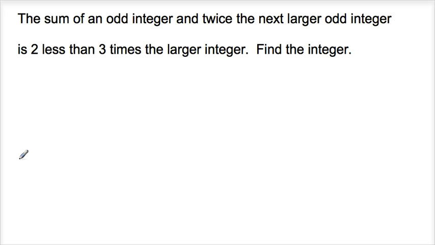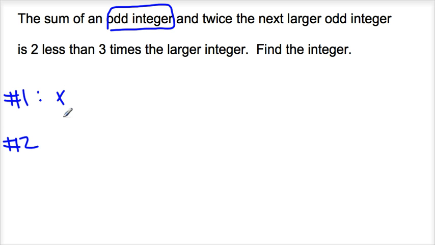The sum of an odd integer and twice the next larger odd integer is 2 less than 3 times the larger integer. Alright, so some of these problems sound like a mouthful, but again, first figure out how many numbers we are talking about. The sum of an odd integer and twice the next larger odd integer. So there's only 2 numbers here that I'm talking about. 1 and 2. So the sum of an odd integer. So we're talking about odd integers. So my first number is going to be x. The next one is going to be x plus 2.